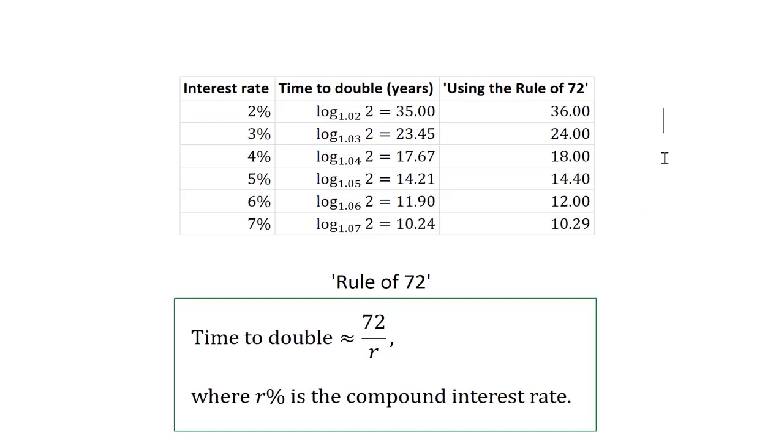It works as follows, and you can extract it from the log rules that we just saw a little earlier: the time to double is approximately 72 divided by r, where r is the compound interest rate. We see it right here that if we just took 72 divided by 2, we would have 36 years to double our money, and it's pretty close to what we got as 35, and so on up until around 10 years, very close over here as well.